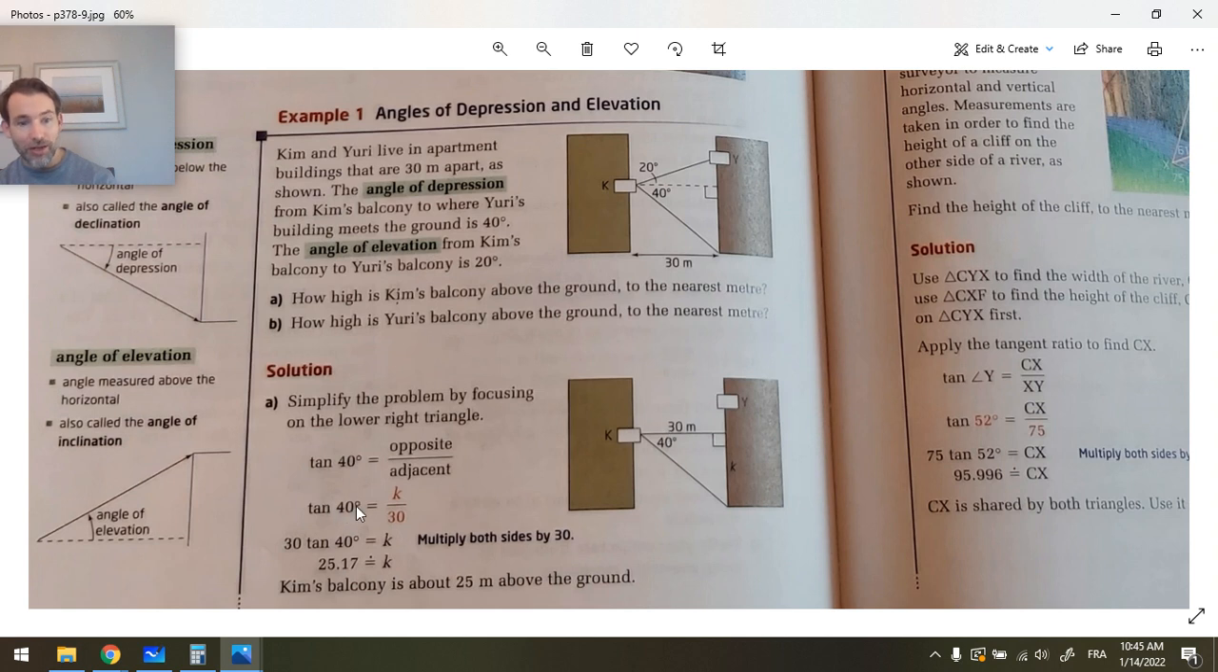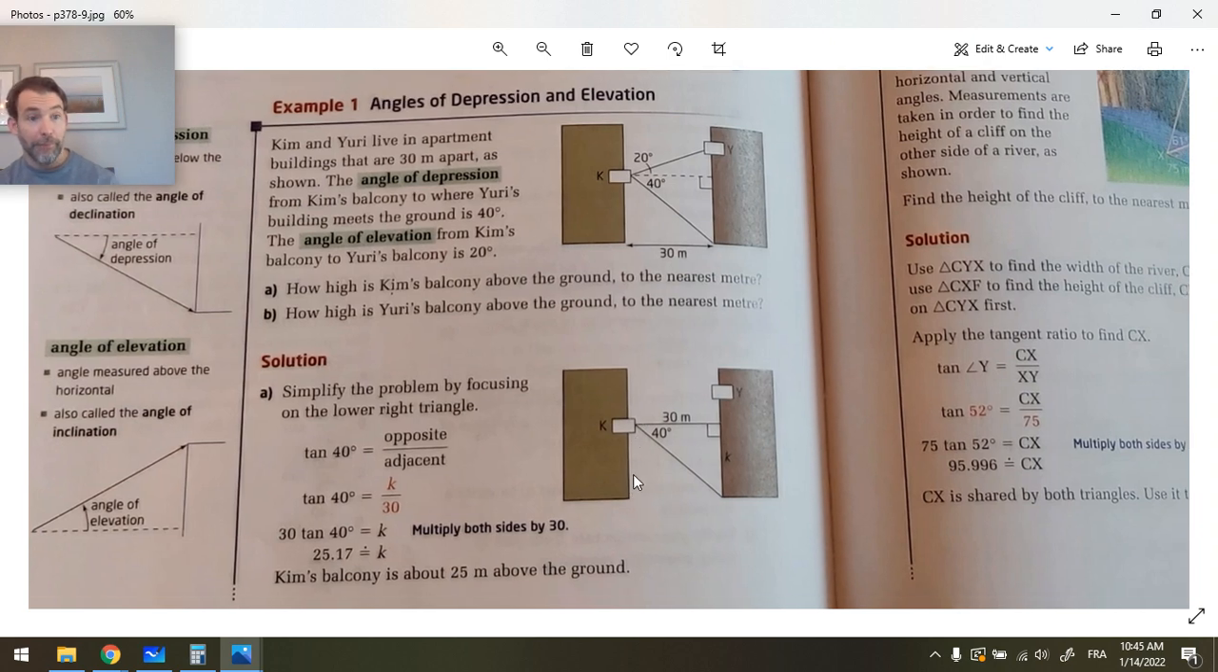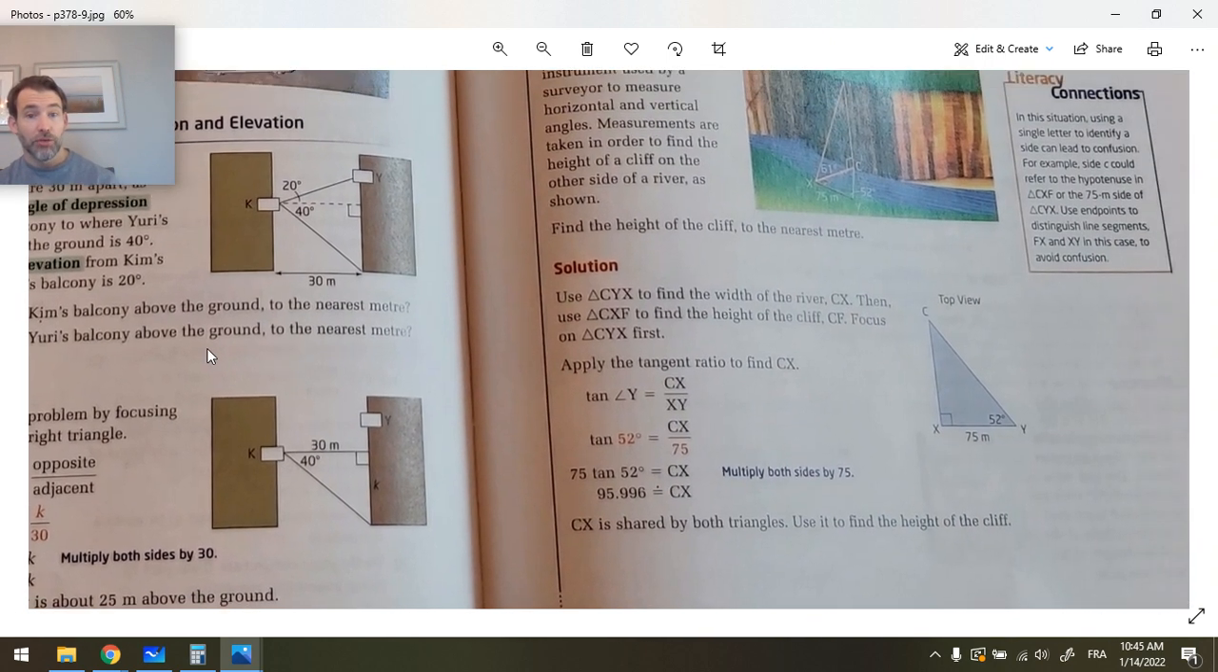So we're going to be using tangent. Tangent of 40 degrees is equal to this value divided by that value. And so then we multiply both sides by 30. 30 times tan 40 is equal to about 25.17. So Kim lives 25 meters above the ground. So she's pretty high. And then how high is Yuri's balcony?